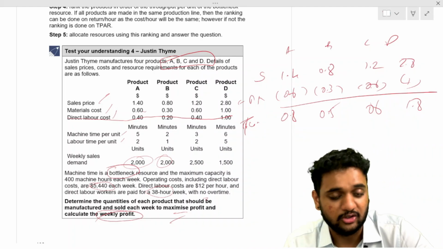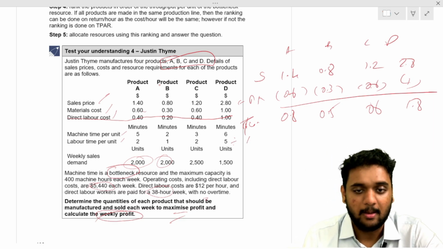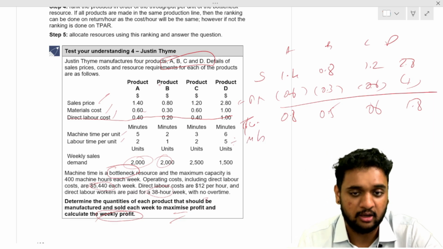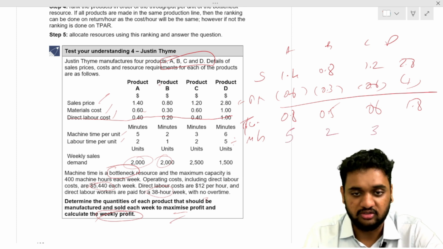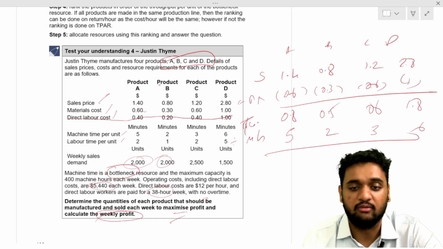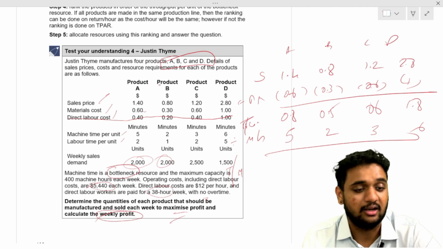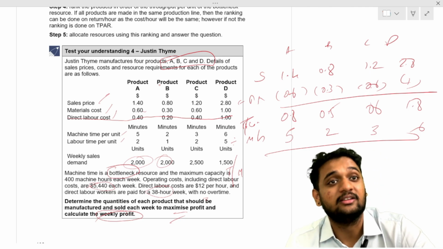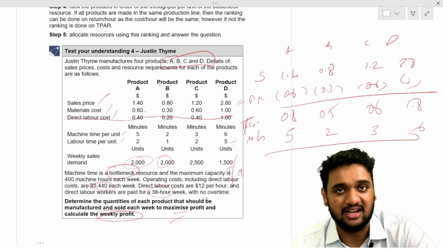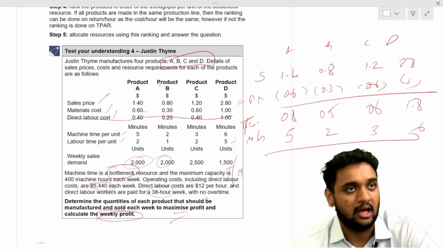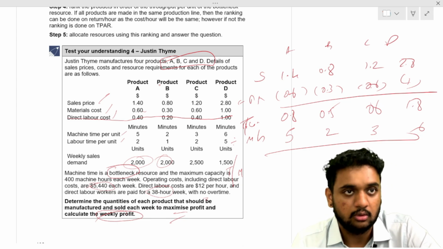Now what will we do? First, what is our bottleneck here? Machine hours. So we have to divide it based on machine time per unit. How much? 5, 2, 3, 6. If we divide throughput by machine time, we will get throughput per machine time. That is throughput per machine minute. When you divide by minutes, you'll get per minute. When you divide by hours, you'll get per hour. So we got the throughput per machine minute.